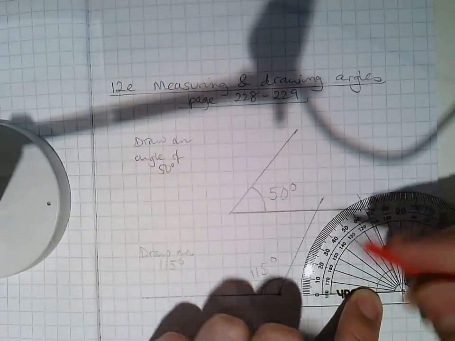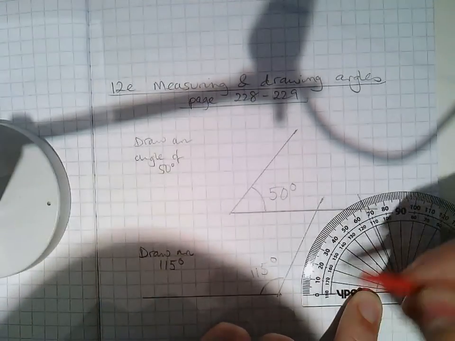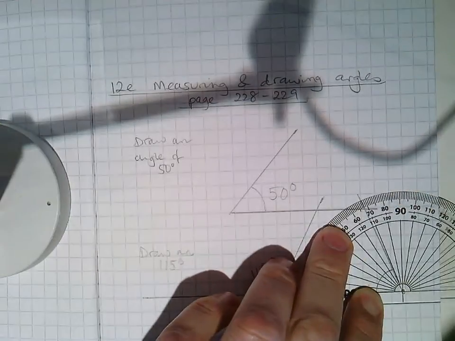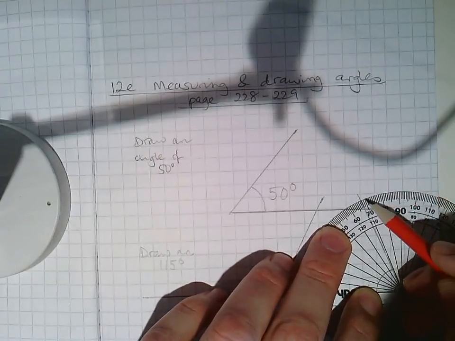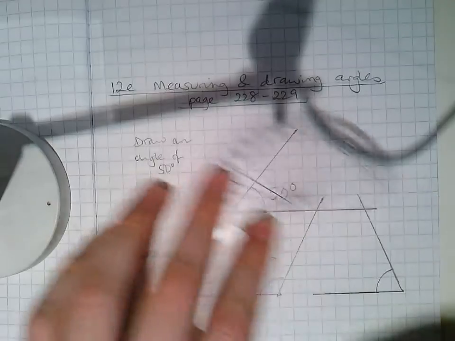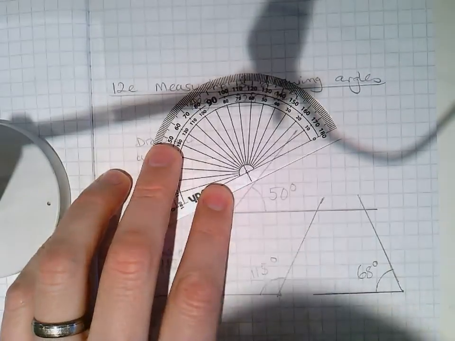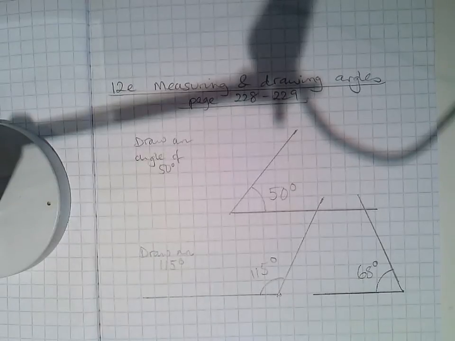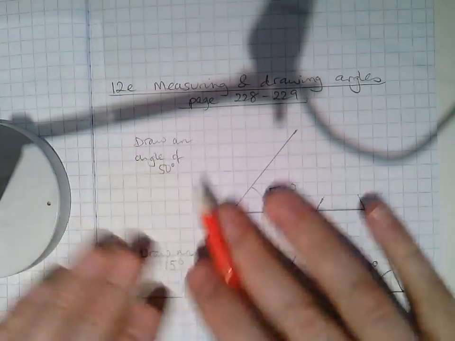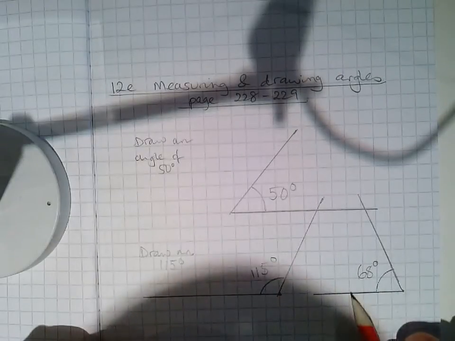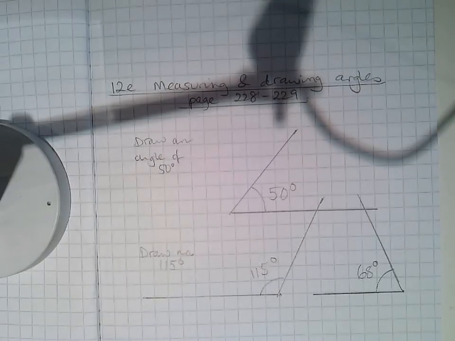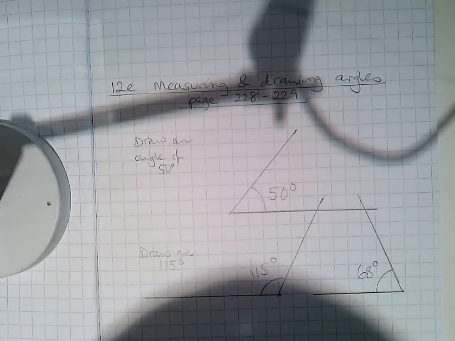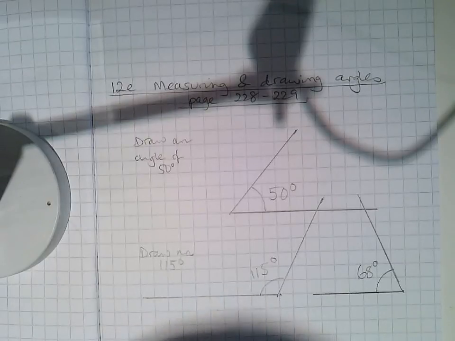And then we can see we're working around from this line I've drawn to this line I've drawn, and if you can read that, it's just below 70, and it's 2 marks below, so that would make 68 degrees. 2 from 70 is 68 degrees. So that is how we measure angles, and this is how we draw angles out. We can use a protractor to do that, or we can use the pictures in the book to help us. So now you should be able to attempt the questions on pages 228 and 229. So good luck.